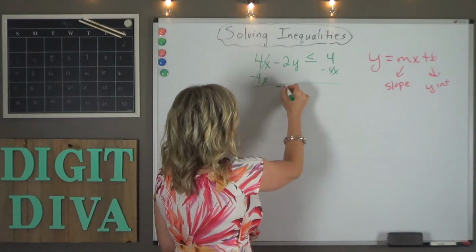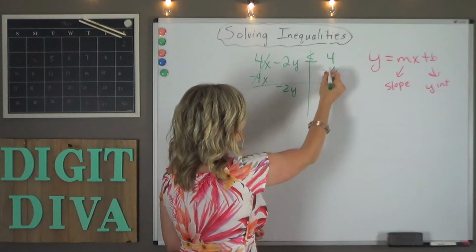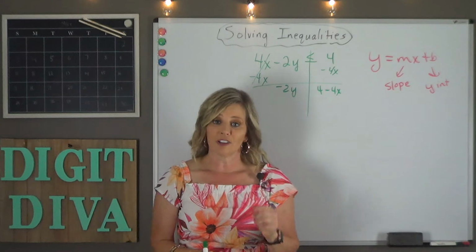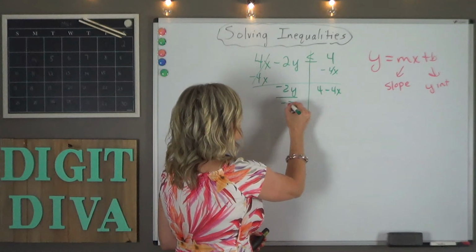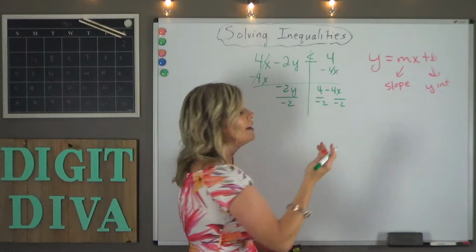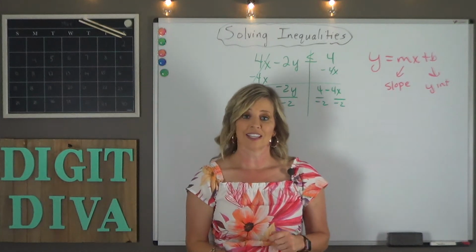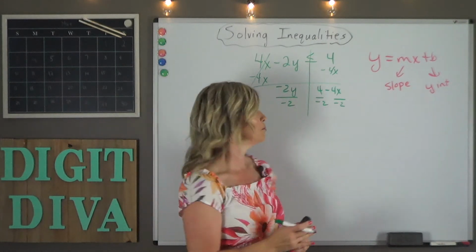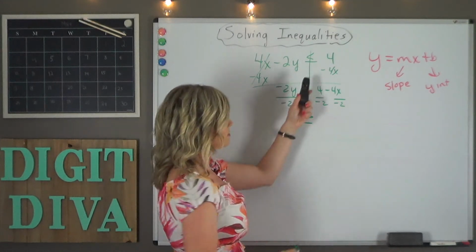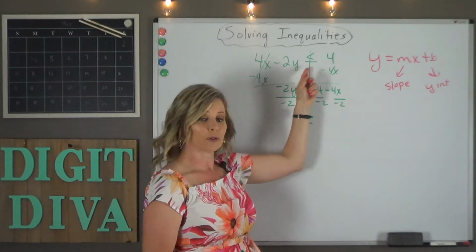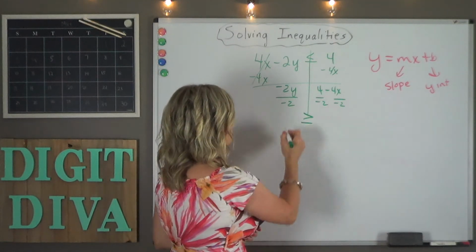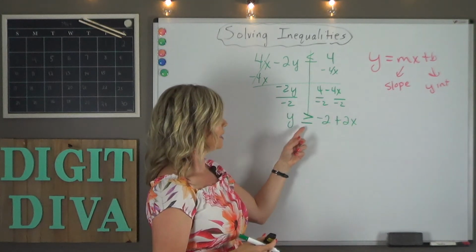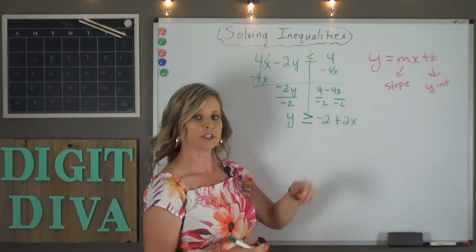Okay? I'm going to bring my 2y, my negative 2y. I'm going to bring down my 4 minus my 4x. Why could I not join those? Because they are not like terms. And then I would divide everything by negative 2. And that makes me think of that rule at the beginning of this lesson. If you divide or multiply by a negative number, you reverse that symbol. So I know I've got to reverse my inequality symbol. It's no longer less than or equal to, it's greater than or equal to. And I would do the math. Okay, y is now greater than or equal to negative 2 plus 2x.